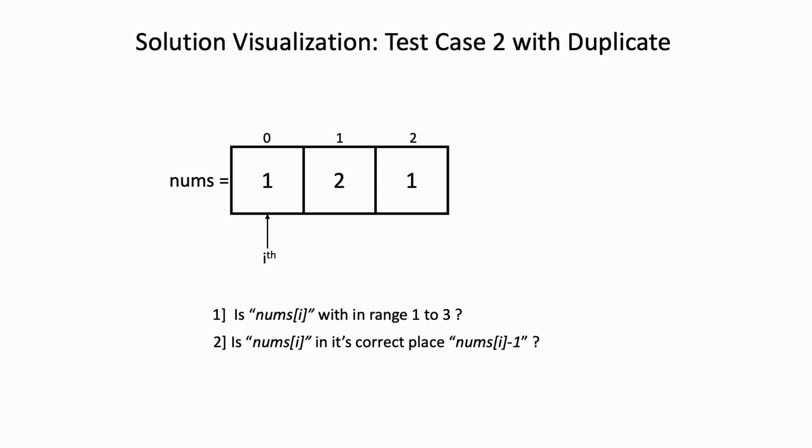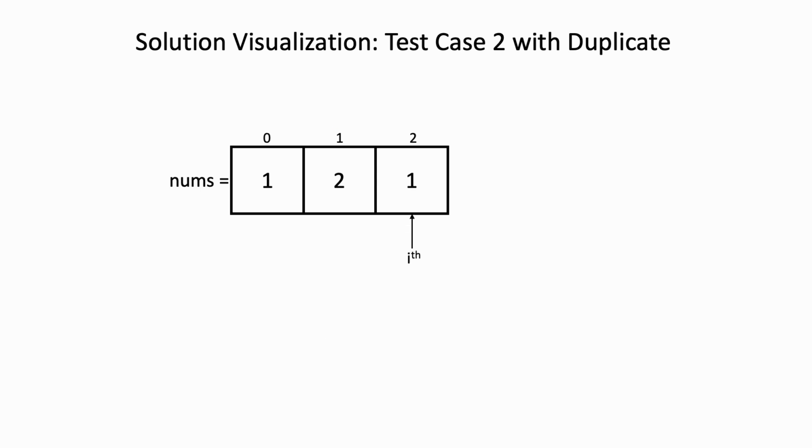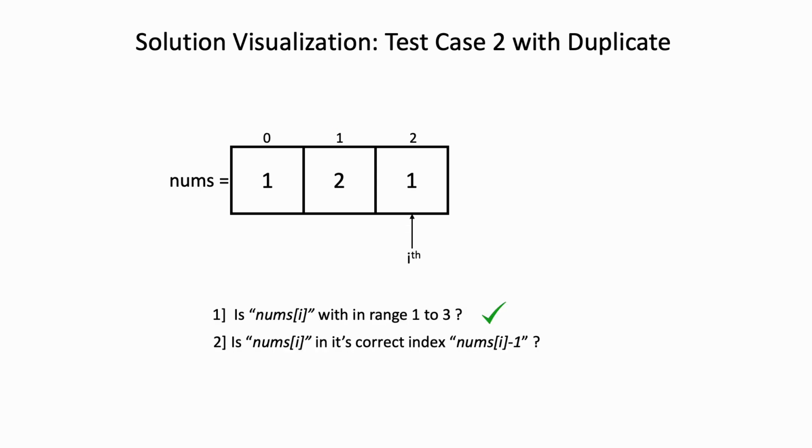Now the current element is within the valid range and at its correct index, so we increment the ith pointer. Current element is within valid output range and at its correct index, so we do nothing and increment the ith pointer. The current element is within the valid range but not at its correct index, so ideally we would want to swap it to its right index, but we can't because we already have a duplicate element at its right index, so we do nothing.